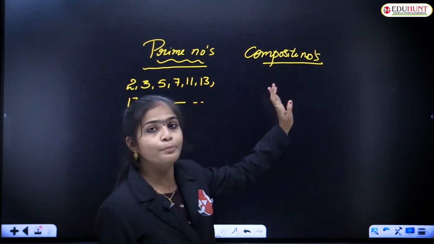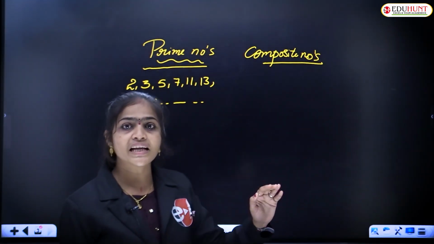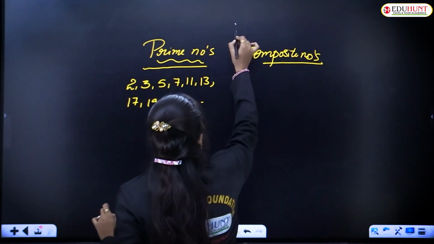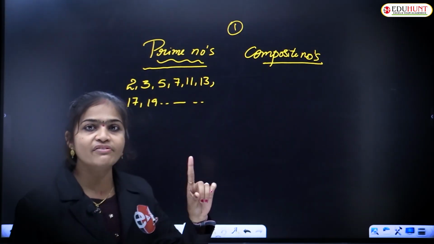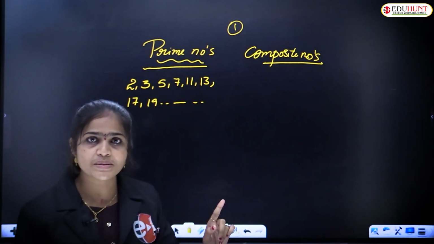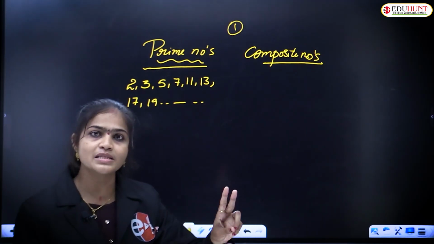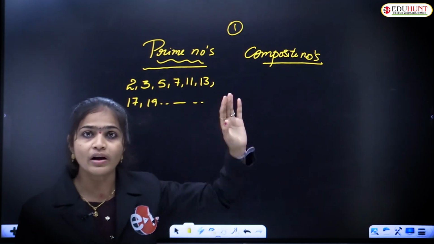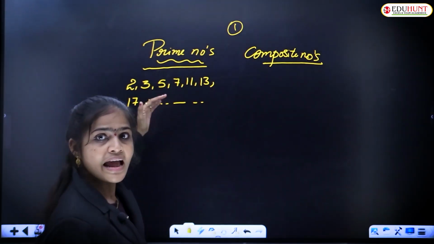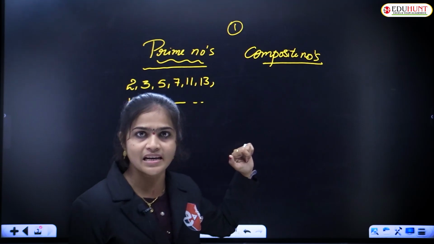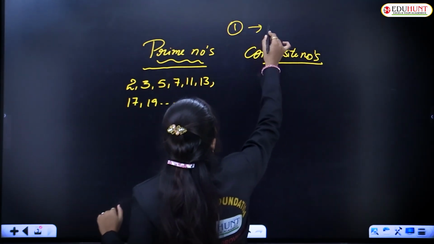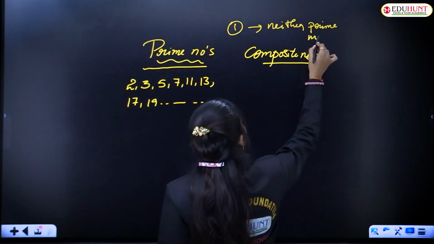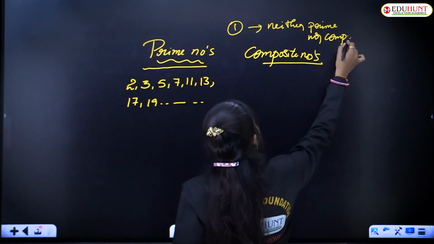And come to composite numbers. Composite numbers means having more than 2 factors. What about 1 here? 1 has only 1 factor. So prime numbers means exactly 2 factors, composite numbers means more than 2 factors. But 1 has only 1 factor, so 1 does not come under the prime condition as well as the composite condition. That's why 1 is neither prime nor composite.